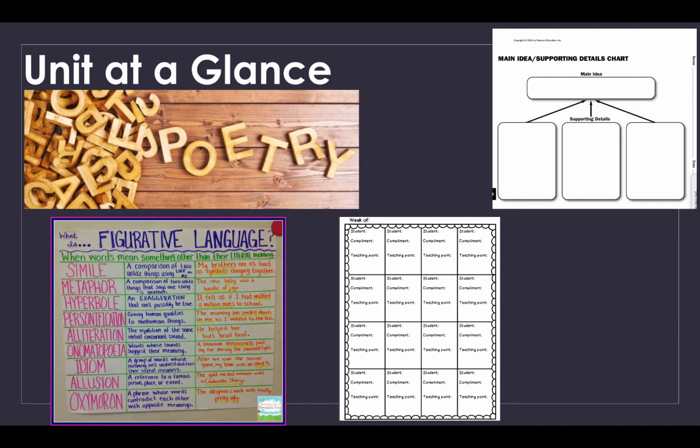Moving on to the unit at a glance for Unit 3. As a reminder, this document is also located in the 4th grade writing folder under Unit and Lesson Plans, and then that first folder, Unit at a Glance and Unit Previews. As with Unit 2, we will continue to spend the majority of the unit focusing on expository writing. However, for the first week of the unit, we're going to do a quick switch and focus on poetry.